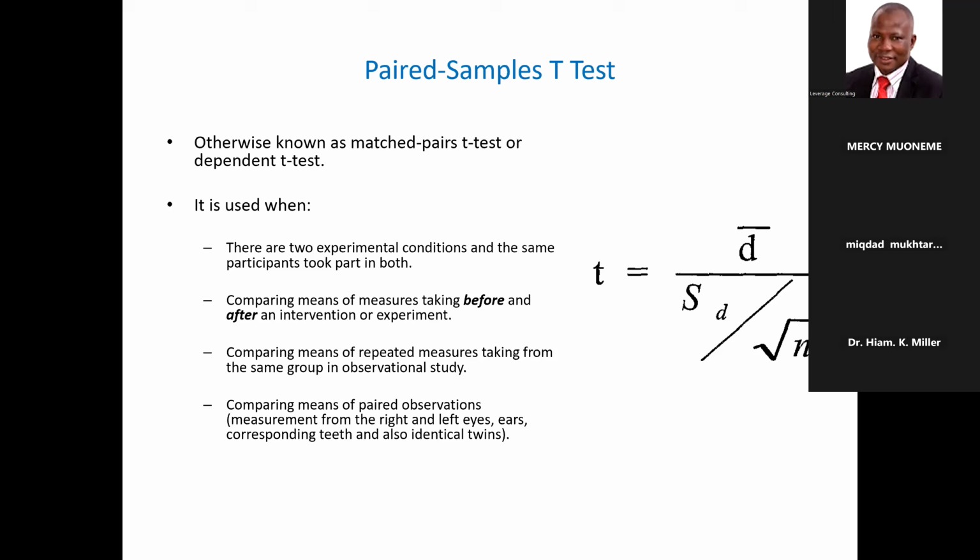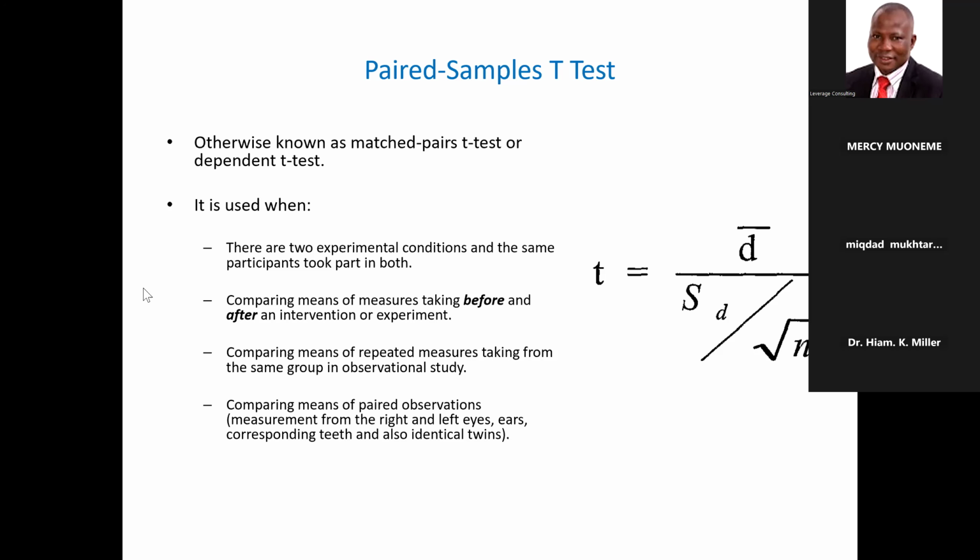Of course, it's from the same people. This one is not a matter of taking measures before and after. It is from the same people, where you take the measurement of two organs that are opposite each other, right ear, left ear, right eye, left eye, all those things. Those are the things you use the paired t-test for.